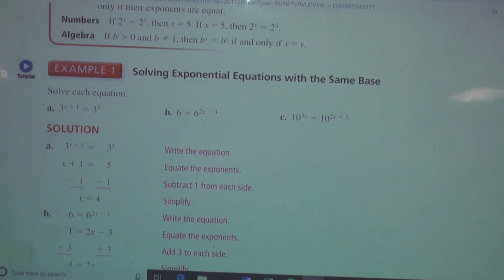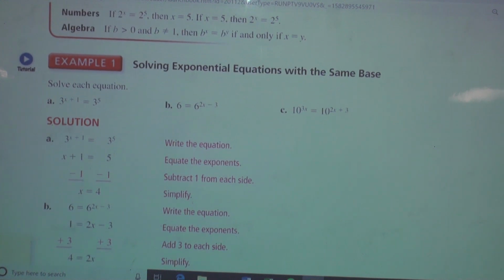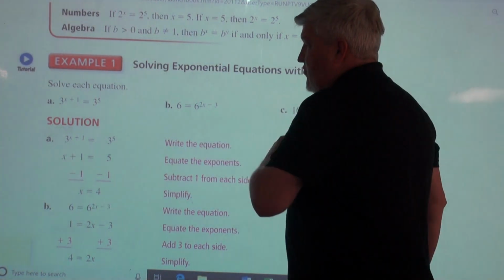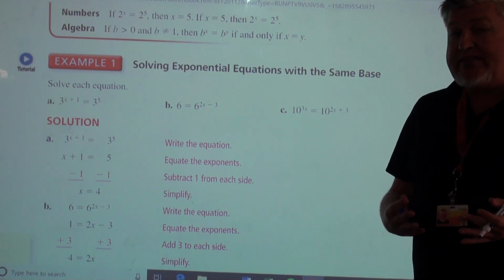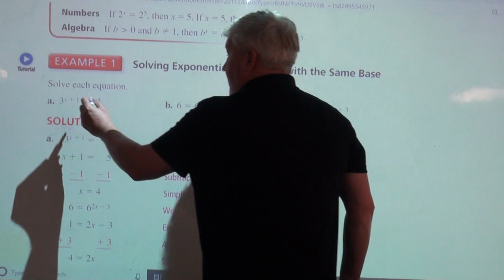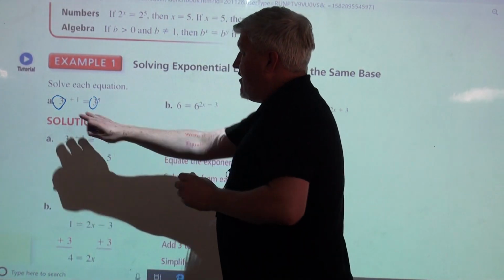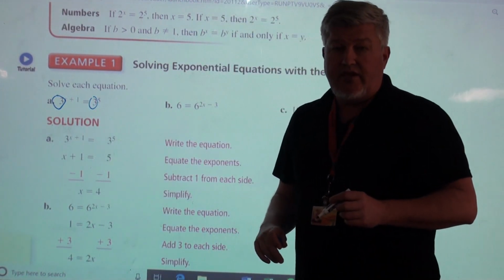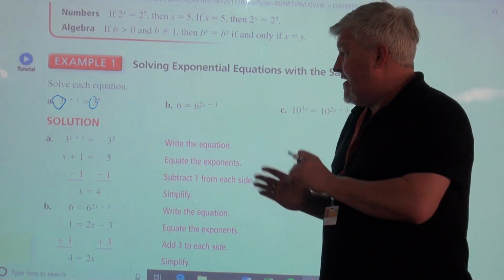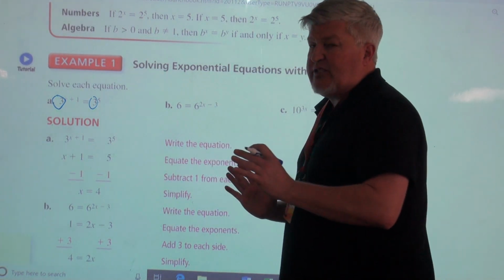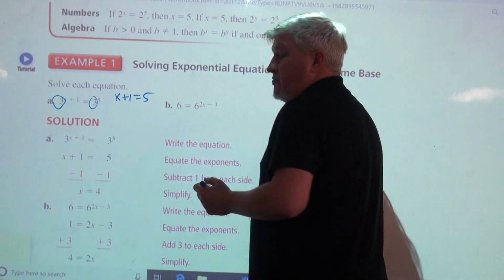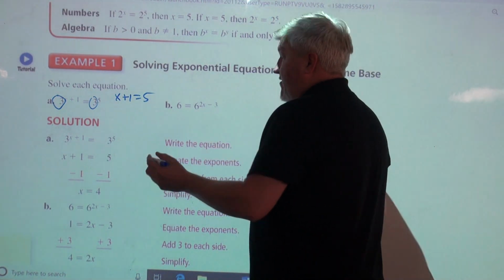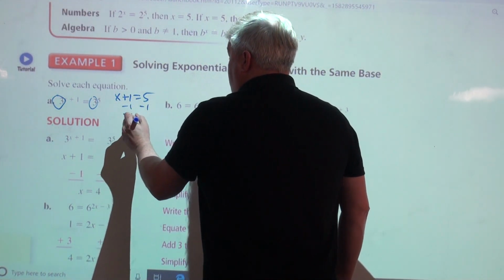All right, so this first one, letter A, solve each equation. So this first equation says 3^(x+1) equals 3^5. We have like bases. What is the base? It's 3, right? We have a base of 3 and a base of 3. 3^(x+1) equals 3^5. So the very simple thing you can do algebraically is get rid of the bases and just set the exponents equal to each other. x plus 1 equals 5. And then just solve for that. Subtract 1, x equals 4.